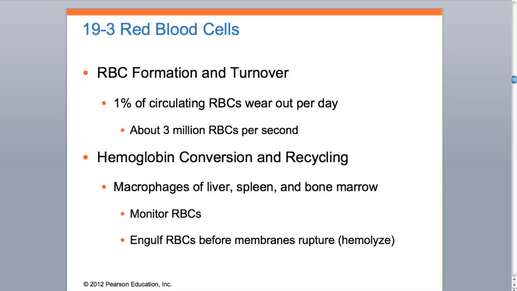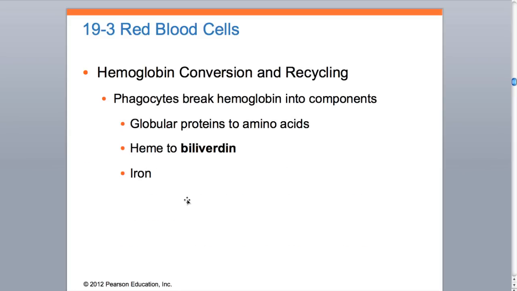Now, there is a problem with breaking down red blood cells. We've already learned that a hemoglobin has a globin portion and a heme portion. Now, when you break down a red blood cell and you break down hemoglobin, the globin portion will be recycled. Notice it says the proteins will go back to amino acids and the bone marrow will reuse them to make more red blood cells. So that story is simple.